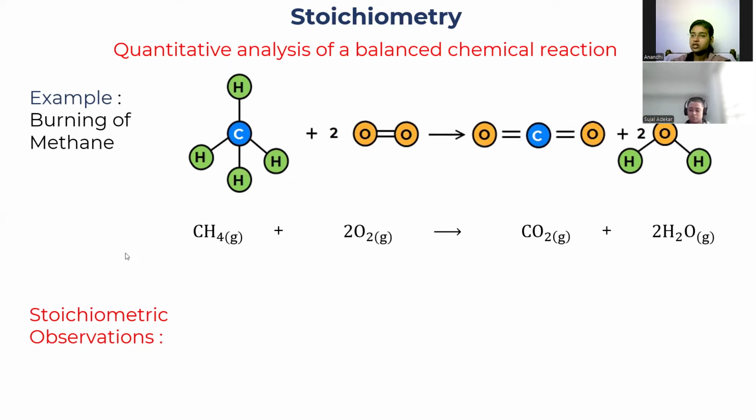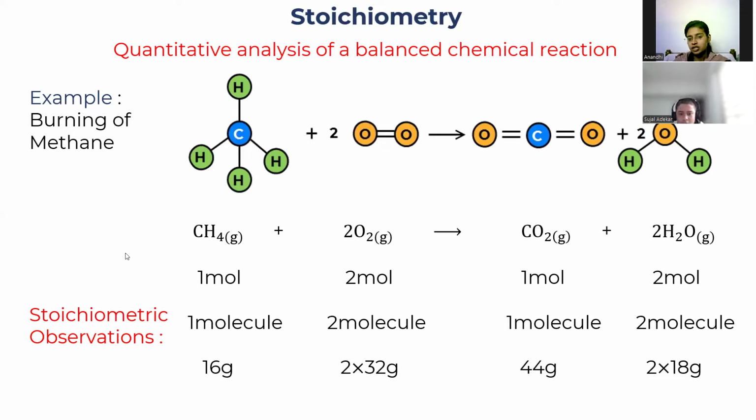And in terms of grams, how many grams of methane is reacting with oxygen? 16 grams of methane reacts with 32 into 2, that is 64 grams of oxygen, to give 44 grams of carbon dioxide and 2 into 18, 36 grams of water. So this is what we have discussed.